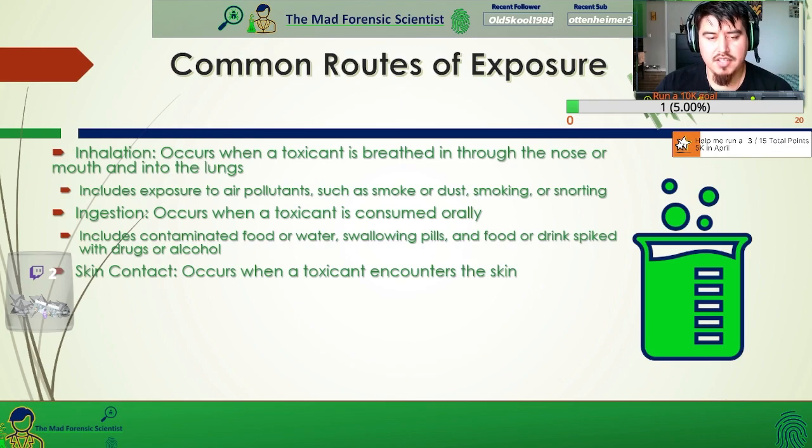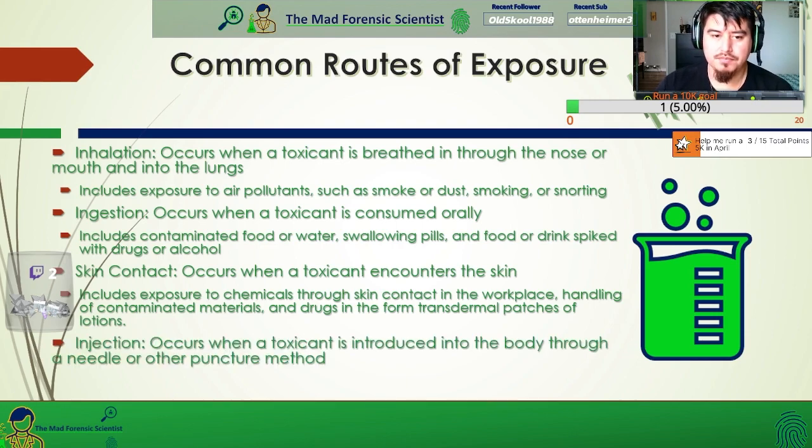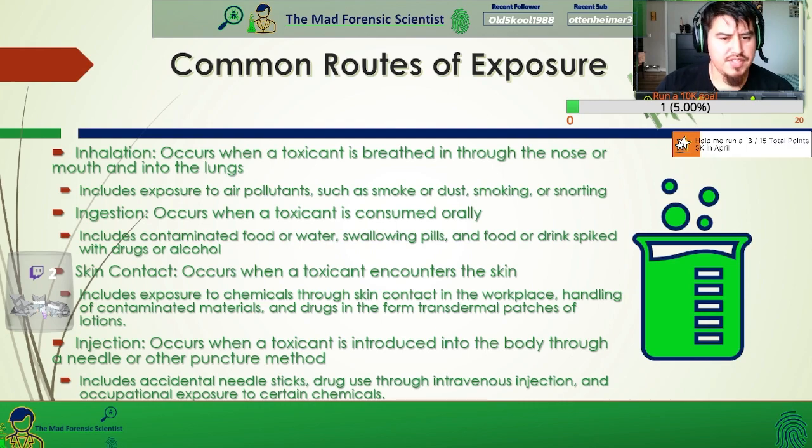Then there's skin contact. It occurs when a toxin encounters the skin. It includes exposure to chemicals through skin contact in the workplace, handling of contaminated materials, and drugs in the form of transdermal patches or lotions. And then there's injection. It occurs when a toxin is introduced into the body through a needle or other puncture method. It includes accidental needle sticks, drug use through intravenous injection, and occupational exposure to certain chemicals.